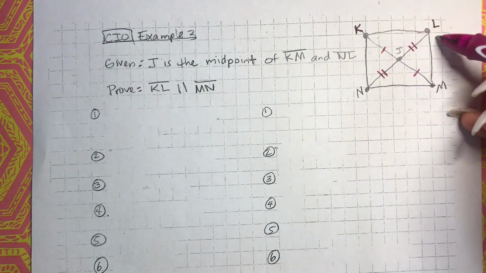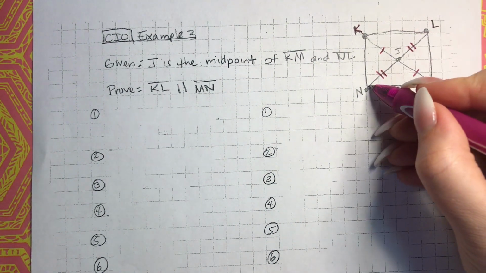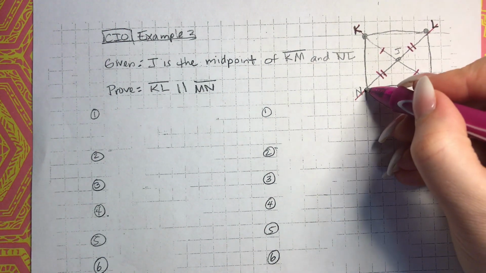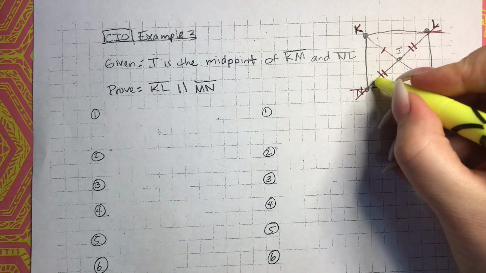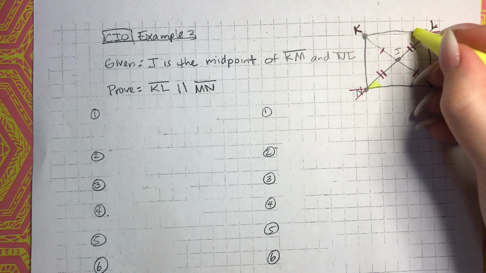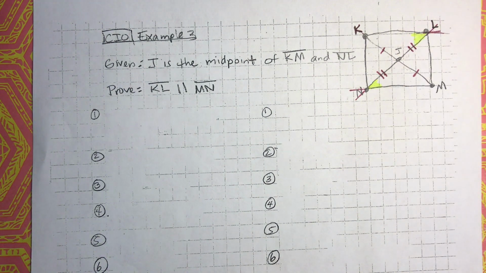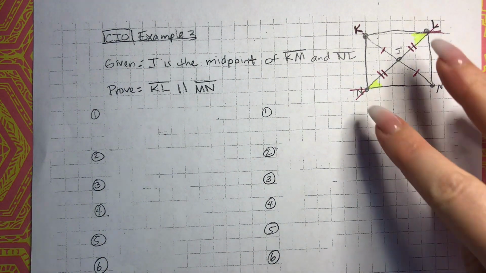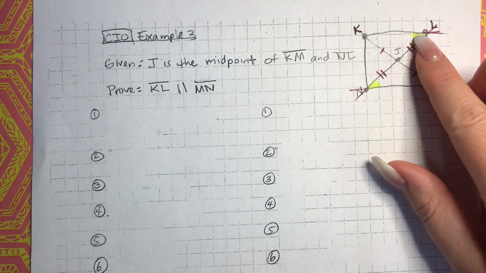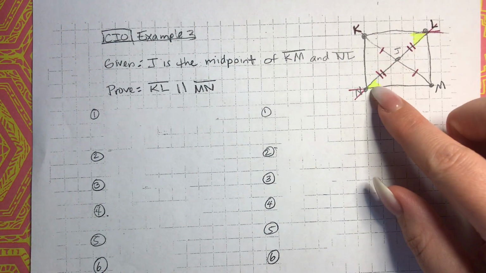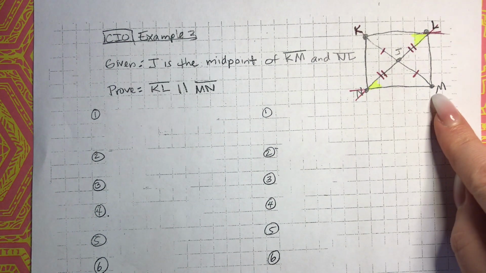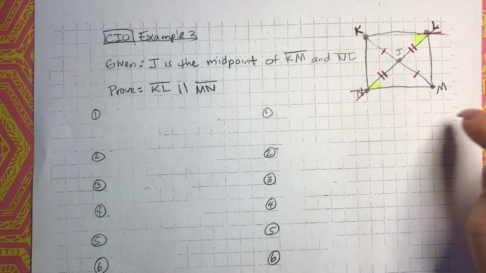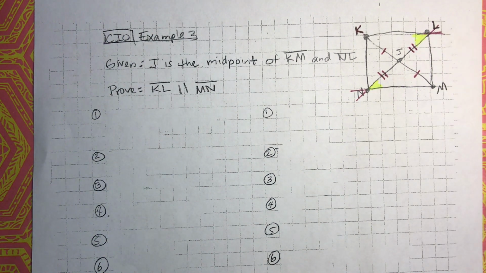So let's see if these are... okay, we have these transversals. If I was going to extend that a bit and extend that a bit, this angle here and this angle here would have to be congruent. If we could determine that those two angles are congruent, those are alternate interior angles. If we could prove that those alternate interior angles are congruent, then we could state that KL is parallel to MN by the converse of the alternate interior angles theorem.